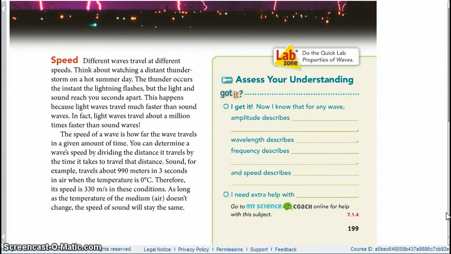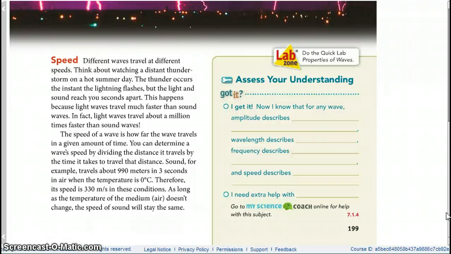Speed. Different waves travel at different speeds. Think about watching a distant thunderstorm on a hot summer day. The thunder occurs the instant the lightning flashes, but the light and sound reach you seconds apart. This happens because light waves travel much faster than sound waves. In fact, light waves travel about 1,000,000 times faster than sound waves.